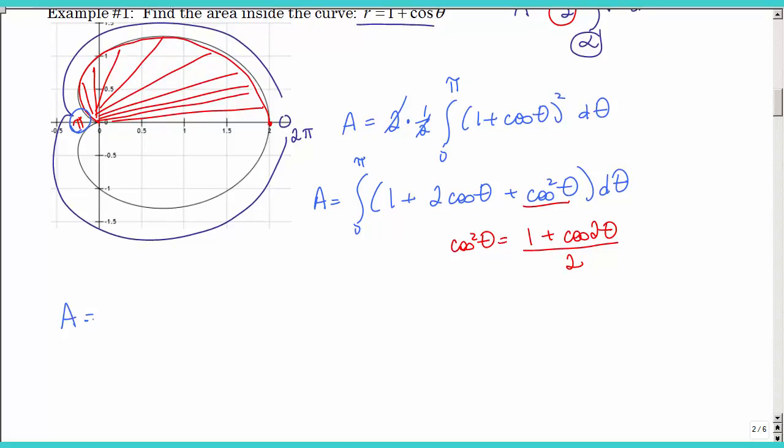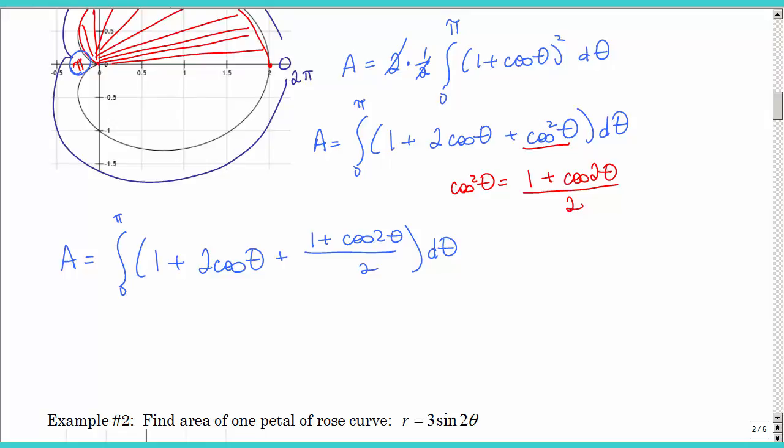So we would have the area is (1 plus 2 cosine theta plus (1 plus cosine 2 theta) all divided by 2). Okay, so how do I integrate that? The integral of 1 is of course theta. The integral of cosine theta is sine theta, so I'd have plus 2 sine theta.